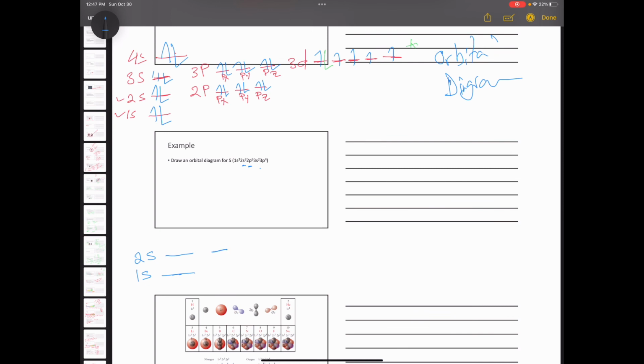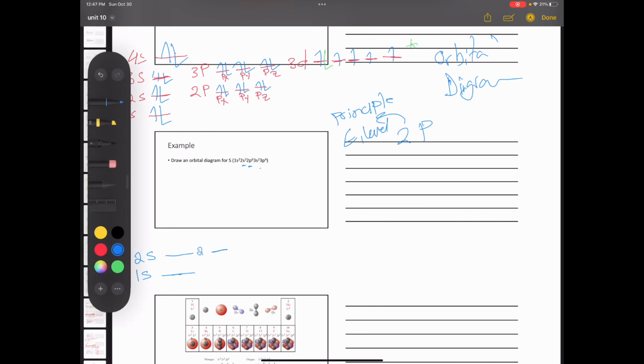Remember, when we say 2p, the 2 represents the principal energy level. So all the 2's have to be together on the same level when you're doing the orbital diagram. Let me clear this one up. This one is going to be 2p: 1, 2, 3, because p has px, py, and pz, 3 suborbitals.